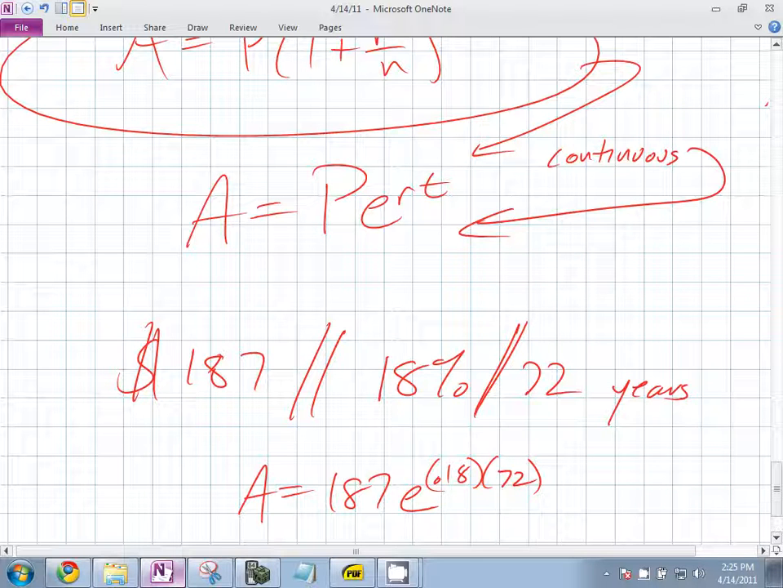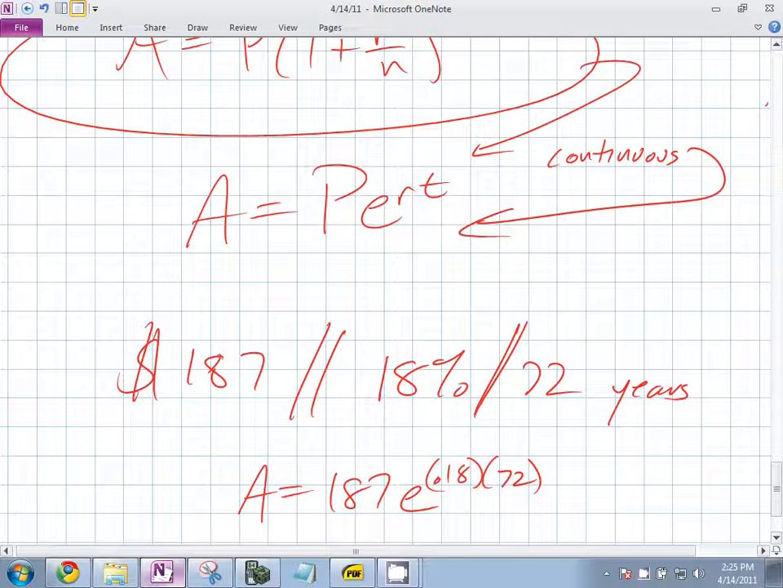Constantly. What they do is sometimes a mix, depending on the account. Remember the average daily balance we talked about? They look at your average daily balance and will do a percentage of that. But that's essentially doing continuous interest, because to calculate your average daily balance is complicated.